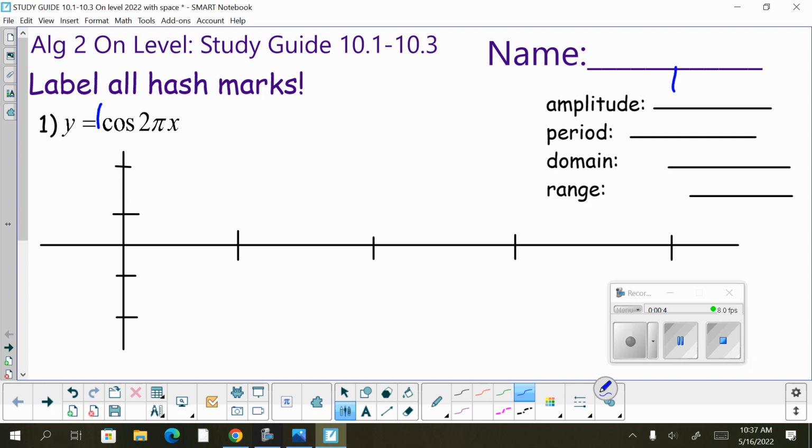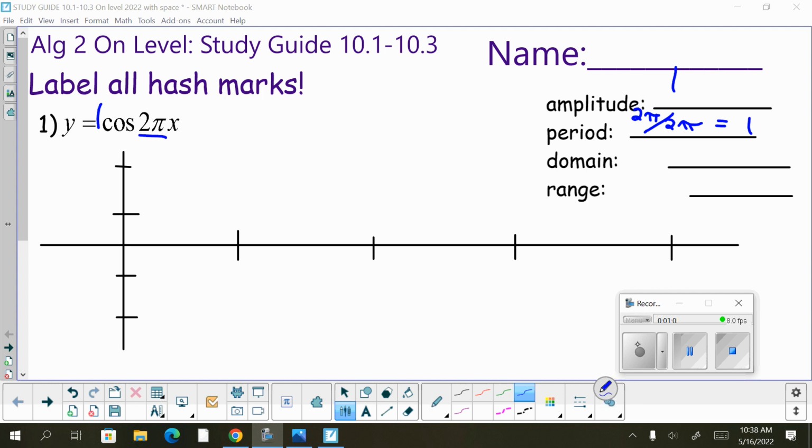The period formula is 2 pi over b. Does anybody think they know the b value? 2 pi is correct. So 2 pi over b, the b is this 2 pi right here. 2 pi over 2 pi, that's going to work out and cancel and just be a 1. So actually, this will be a very, very easy number line to label.